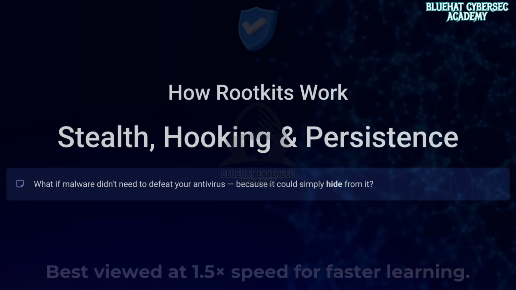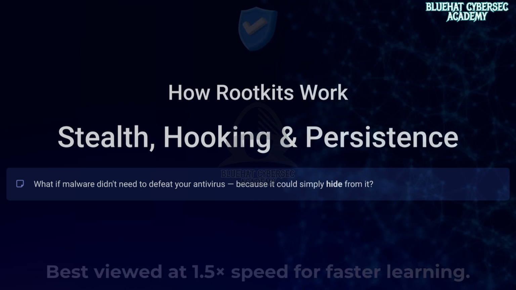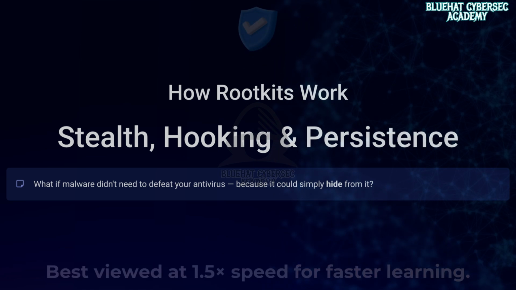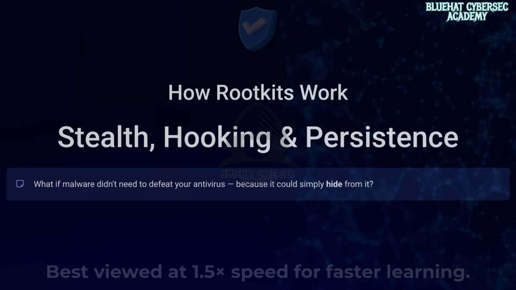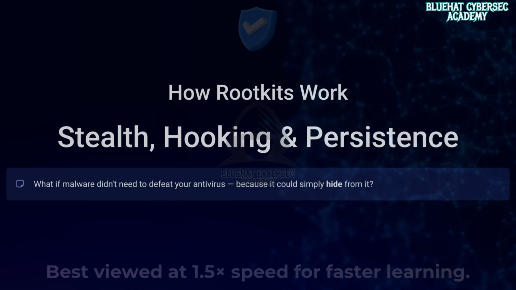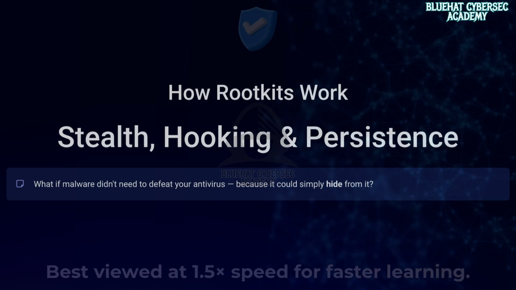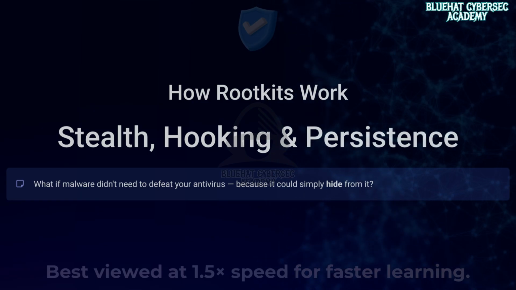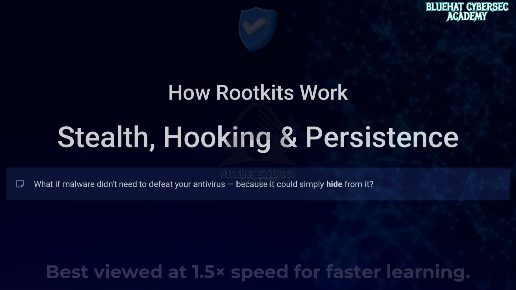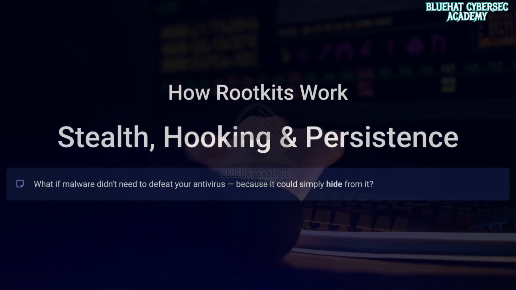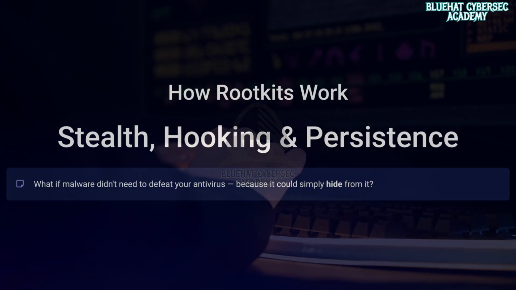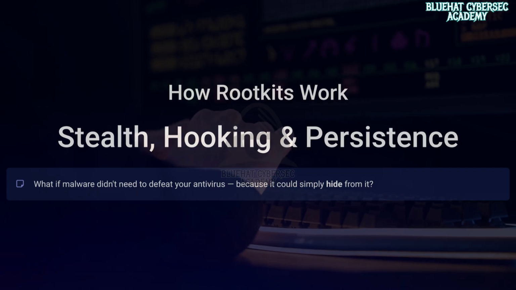What if malware didn't need to defeat your antivirus because it could simply hide from it? Think about that for a moment. Most people assume that if antivirus software can't find malware, then the system must be clean. But what if the malware is specifically designed to make sure it never appears in scans, process lists, or system reports in the first place? That's exactly what makes rootkits so dangerous.